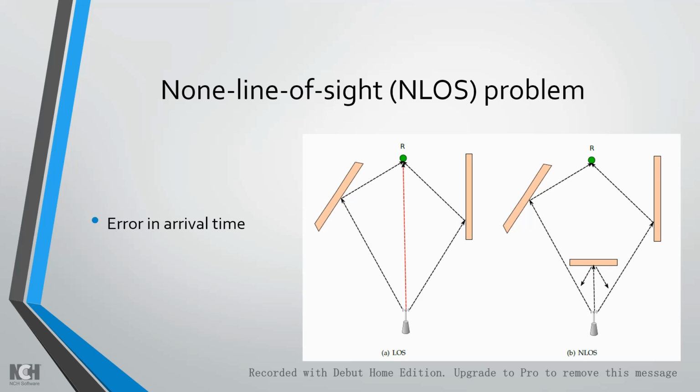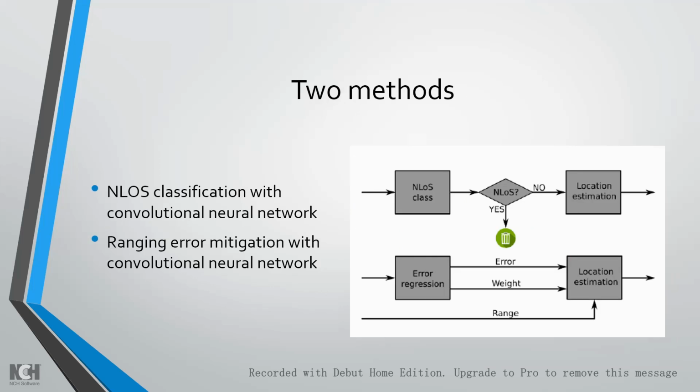The main problem for time-based UWB localization is the non-line-of-sight problem. The non-line-of-sight problem is basically that the signal from the object is attenuated by obstacles in the room, which can affect the arrival time and cause an error in the localization. There are two methods introduced to solve this problem.